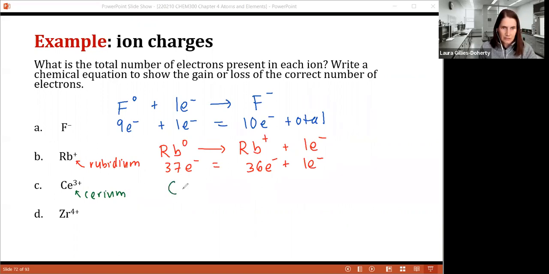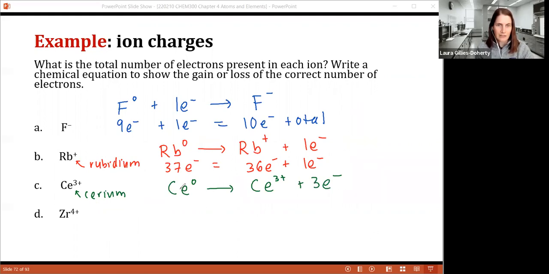So we're going to start out with Ce neutral. It's a metal, so it tends to lose electrons. So it's going to turn into a cation when it loses electrons. So losing electrons, you're going to write the lost electrons on the right side of the equation. We call this the product side. So it turns into cerium 3+, which meant we must have lost 3 electrons.